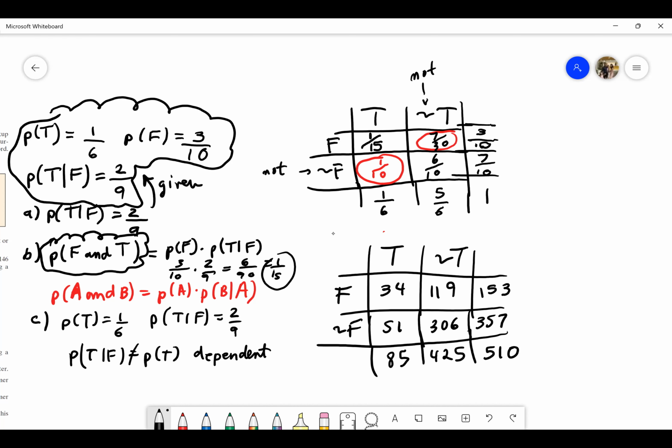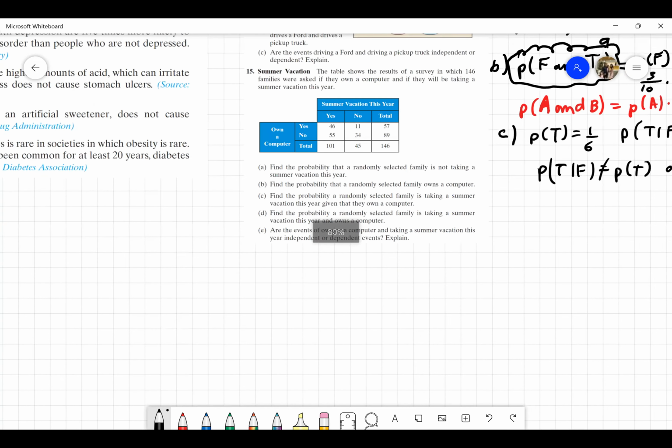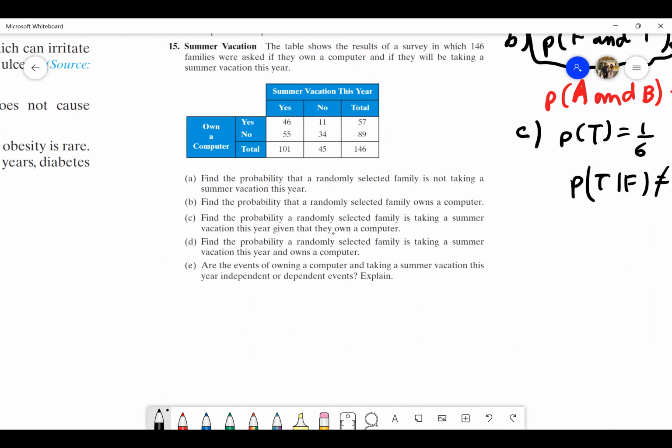The reason I went through that trouble is because now we go to this question here, and this question starts with the table instead of starting with the other information. That's why we need to know how to do the other stuff, because we can create tables with it. And once we know how to do that, the table's super easy, because the questions here are so simple. Find the probability that a randomly selected family is not taking a summer vacation this year.